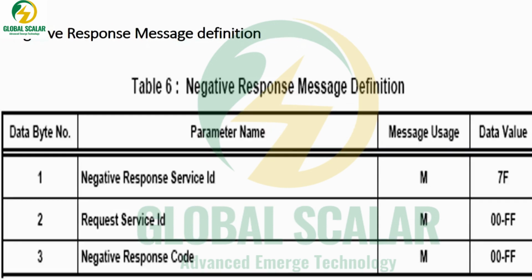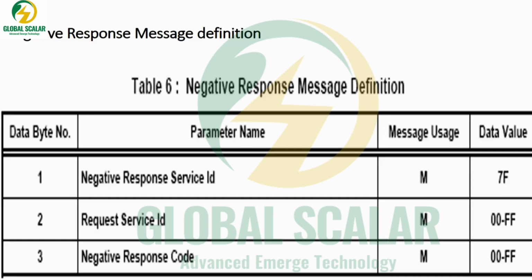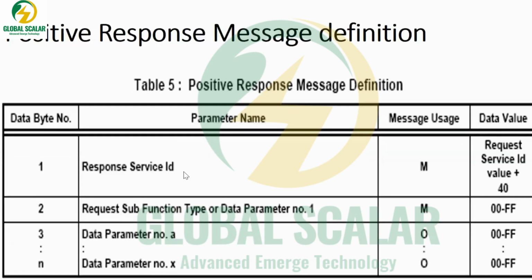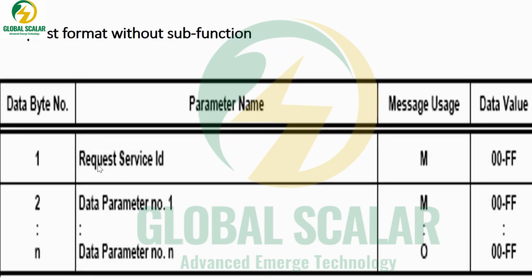As I told you, we have two scenarios, a positive scenario and a negative scenario. In the negative scenario, you get the negative response service ID, the request service ID, and the NRC, the negative response code. We usually call it NRC, meaning negative response code. These are the two formats. Some service IDs come with sub-functions and some do not, so in that case only the request ID and the data will be present.